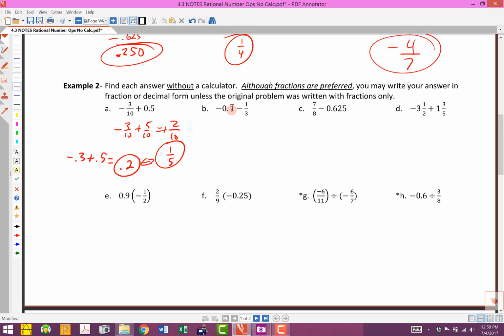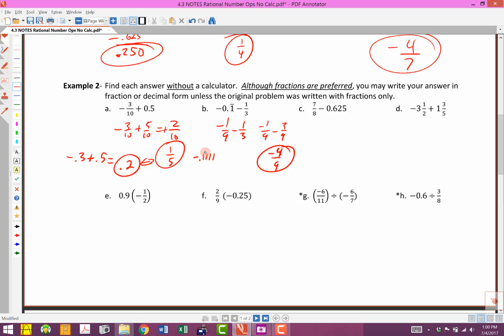Whenever we have a repeating digit like this, like 0.1, 0.2, 0.3 repeating, it's going to be a ninth or some equivalent of a ninth. So this is going to be negative 1/9 minus 1/3. I'm going to get a common denominator, so that's going to be negative 1/9 minus 3/9. So that's going to be negative 4/9.